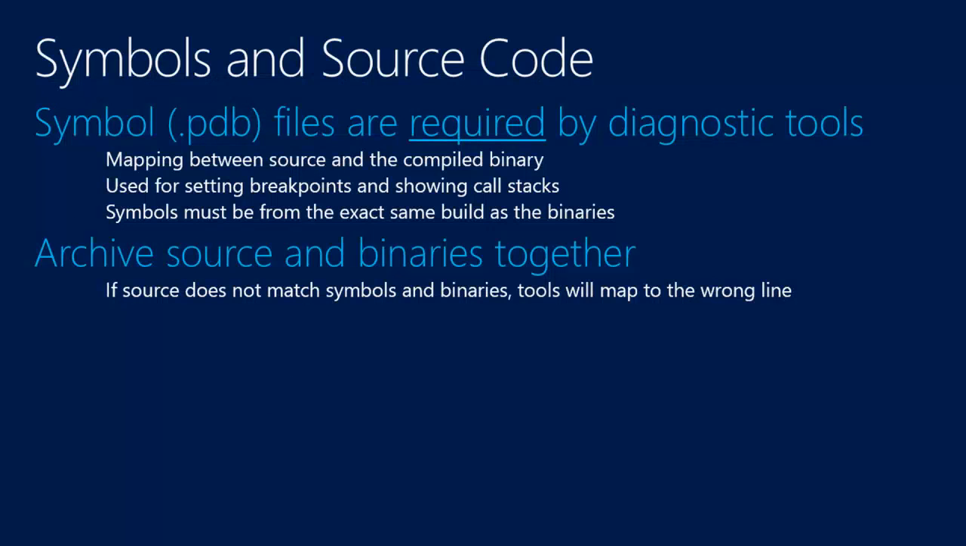So first thing we're going to talk about is symbol files. Symbol files are the mapping between the source code and the compiled binary. It's basically the record of how the compiler translated your source code into the code that actually executes on the machine. Without symbols, if you don't save your symbols, you will never get back to your source code. It's as simple as that.